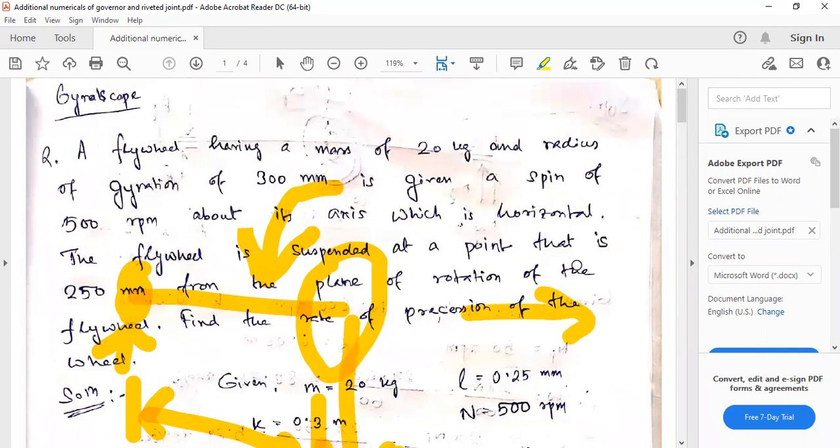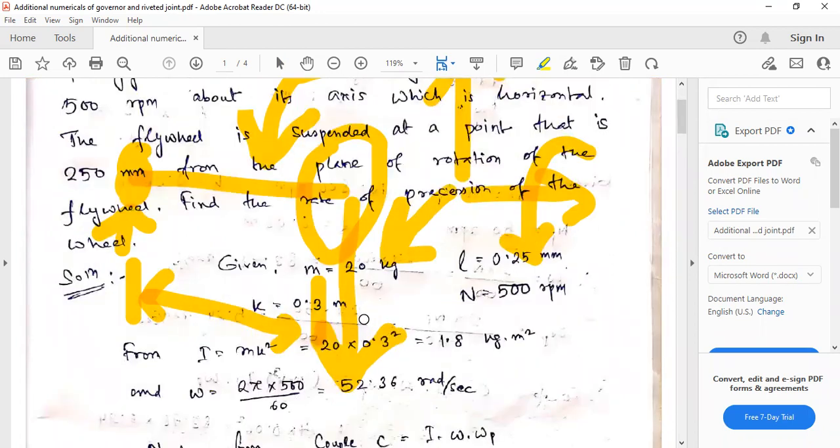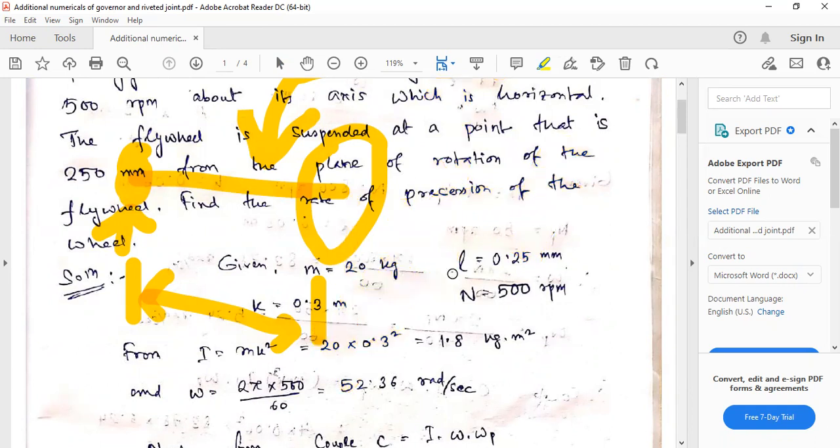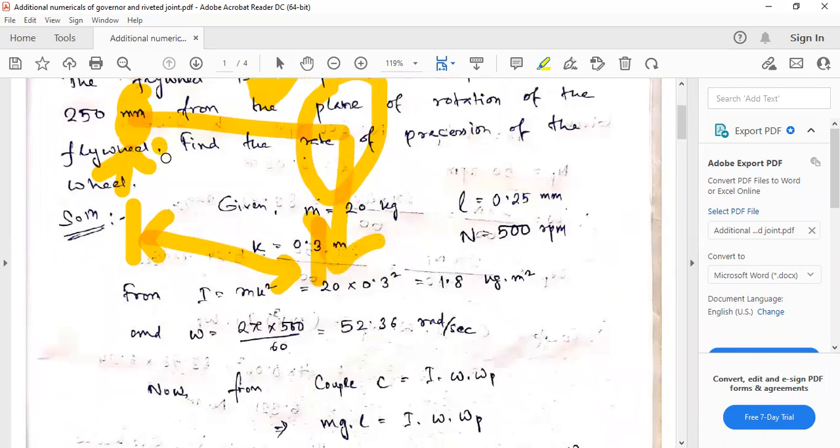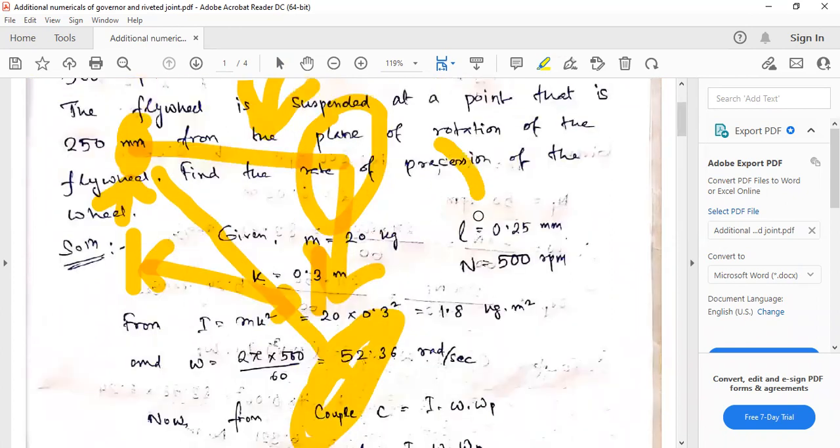About this axis, we have given a rotation already. So now there is an axis like this, and there is another axis in this manner. You see this mg, this force, tends to rotate this whole system in this direction. Let's have a look at this one. This is the load, and because of the load, the flywheel will try to come down here. Because of this load, and since this is supported here, this is going to move in this direction.